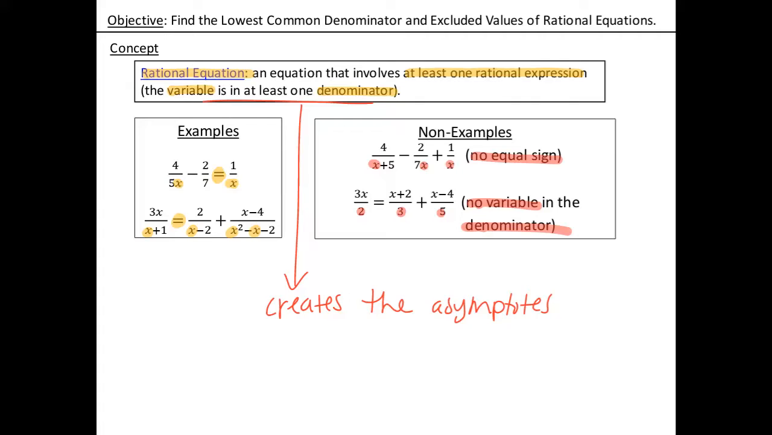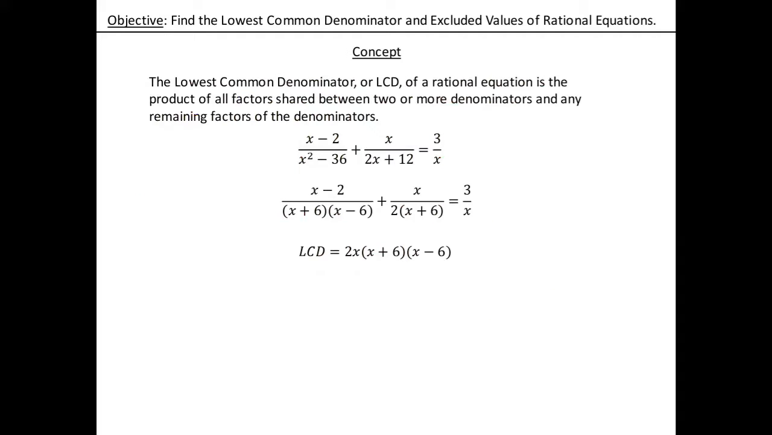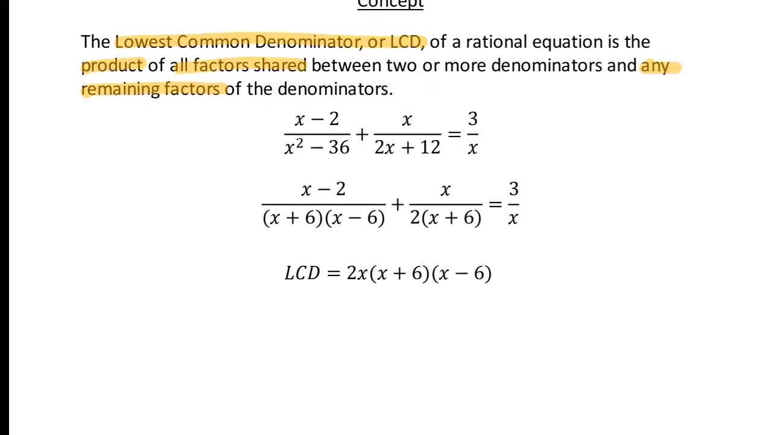All right, so then we're going to learn about the LCD. Hopefully this term is familiar to you guys. The LCD is the lowest common denominator of a rational equation. It is basically the product of all factors that are shared between two or more of the denominators and any remaining factors of the denominators. And so we can see this example here.